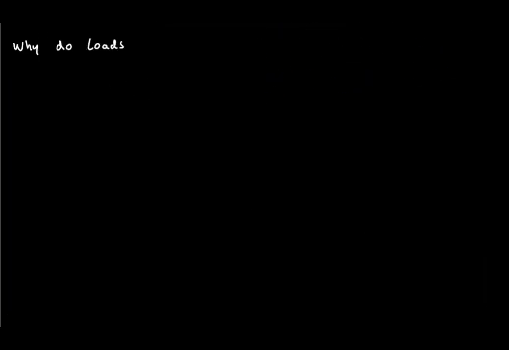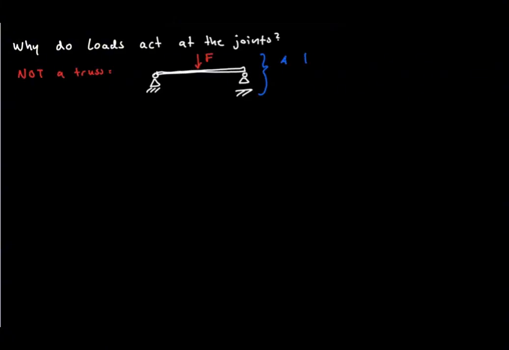There is another important assumption. External loads are applied only at the joints. If a load were applied in the middle of a member, that member would immediately experience bending, and it would no longer behave like an ideal truss member.